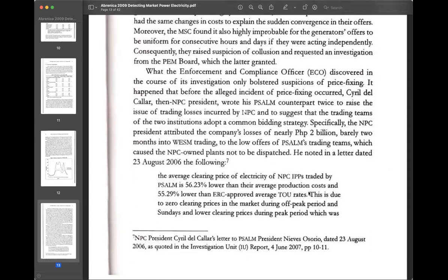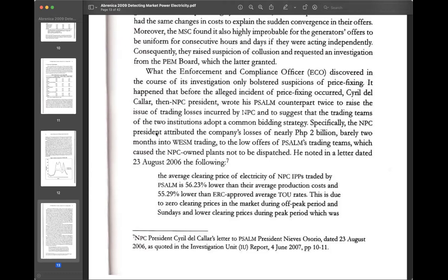So what happened here is that the enforcement and compliance officer discovered in the course of its investigation something interesting, right? It happened that before the alleged incident of price fixing, then NPC President Cyril Del Callar wrote his PSOM counterpart twice to raise the issue of trading losses incurred by NPC, to suggest that the trading teams of the two institutions adopt a common bidding strategy. So remember that the NPC and PSOM, they're competing against each other, right? But here, NPC wrote to PSOM and says that they're the reason.